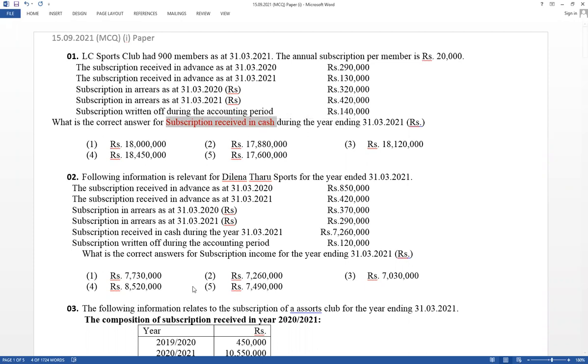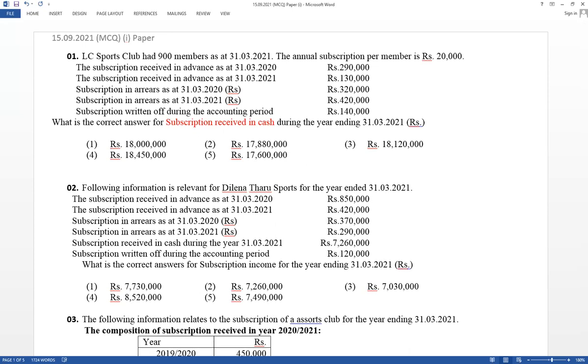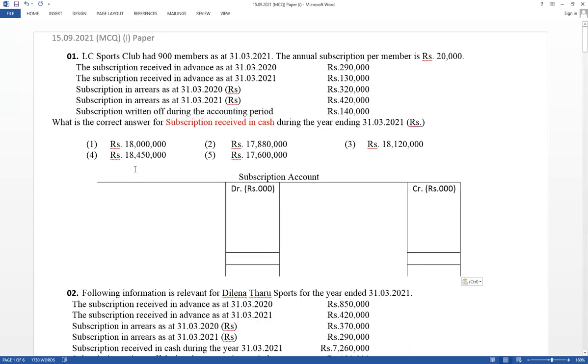Prepare the T account for subscription and record opening and closing balances. Subscription is income, but subscription received in advance is a liability. Subscription in arrears is an asset. It has given subscription received in advance from the beginning. The opening balance at 31st March 20 means the previous year's closing balance became this year's opening balance. Therefore, credit side as a balance brought forward.